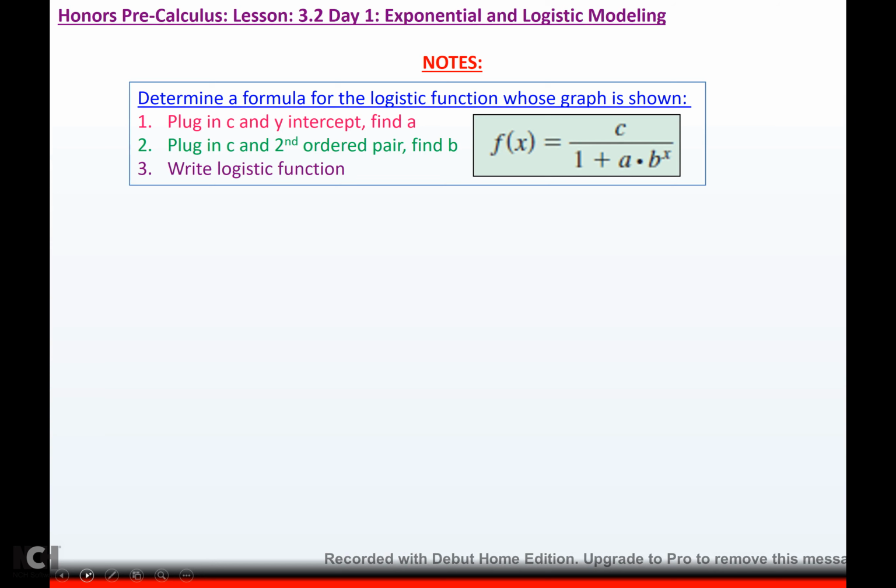All right, so it says determine a formula for the logistic function whose graph is shown. Well, here's your function for the logistic function, okay? So what you're going to have to do is plug in C and the y-intercept so that I can figure out what A is. The reason we pick the y-intercept is because you get a y-intercept when x is 0. And when I make x 0, that's going to be 1, which is going to cancel and let me find out what A is, okay? Then you're going to plug in your C and your second ordered pair in order to find B. And then once you find B, you can write your logistic function.